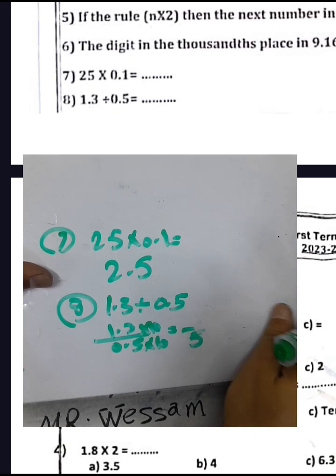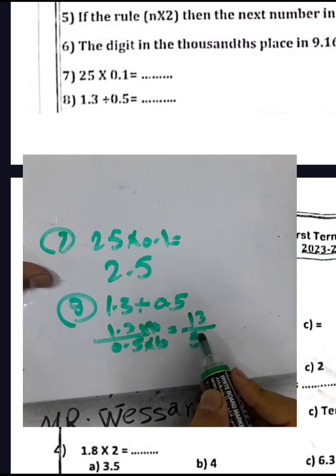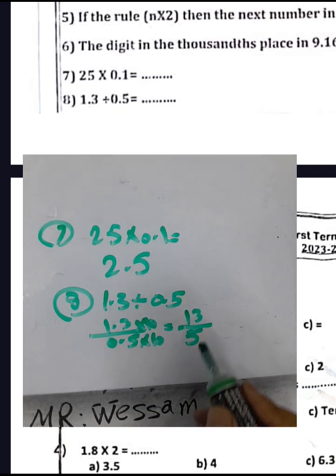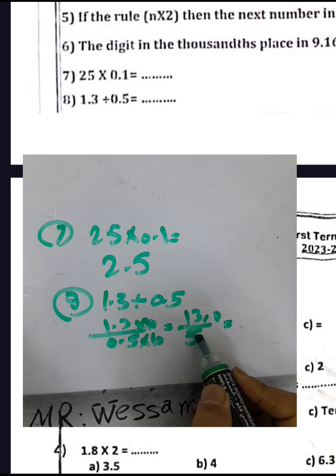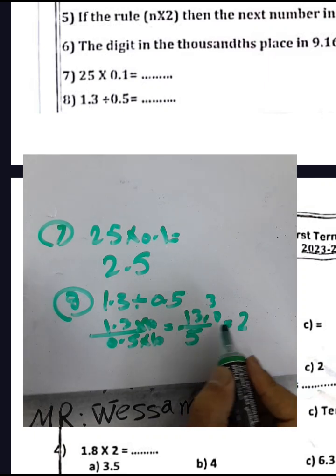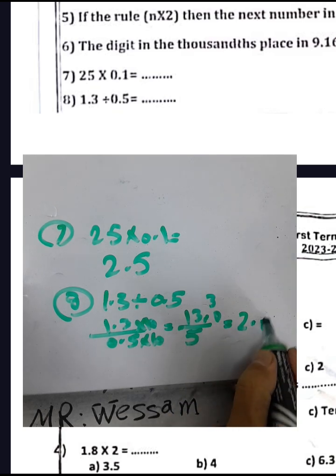13 divided by 5. We can divide 13 by 5 by putting a point and 0 here. 13 divided by 5 equals 2 and the remainder 3. With the point, 30 divided by 5 equals 6. The result will be 2.6.